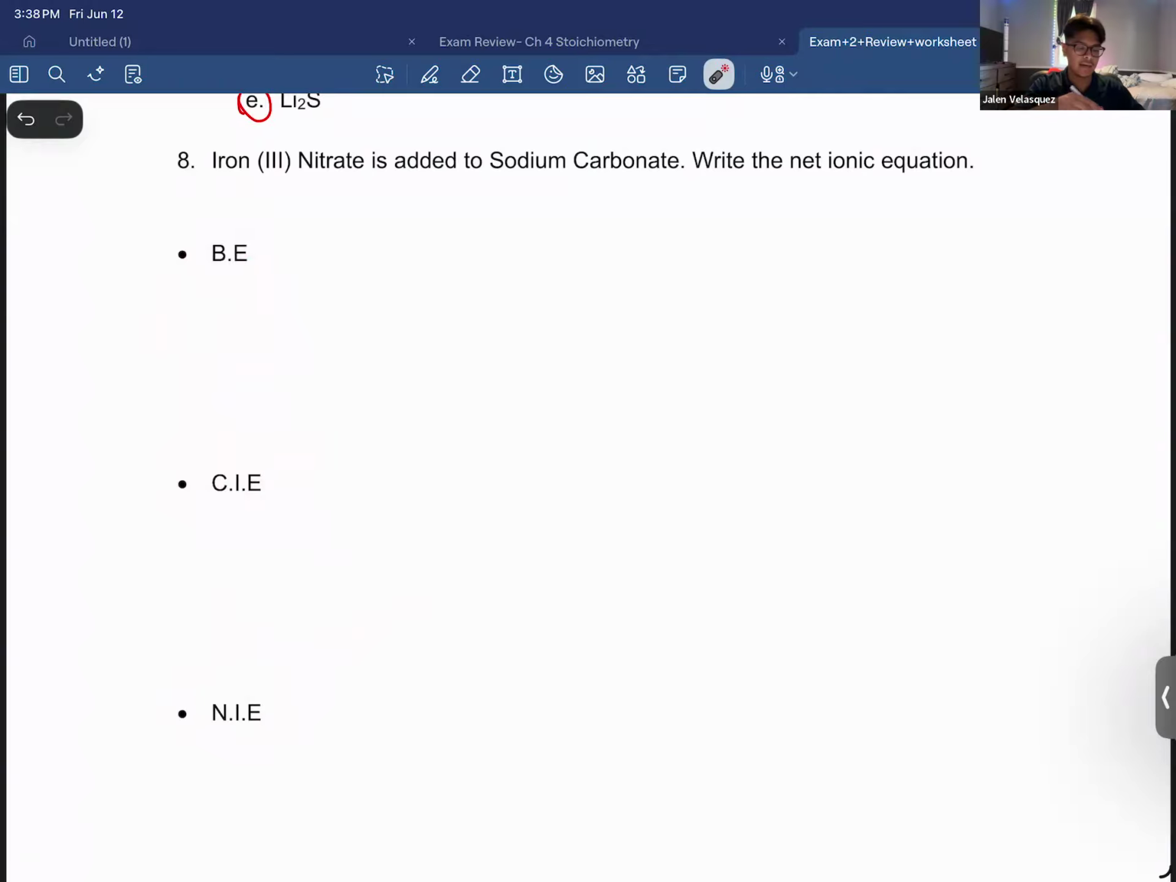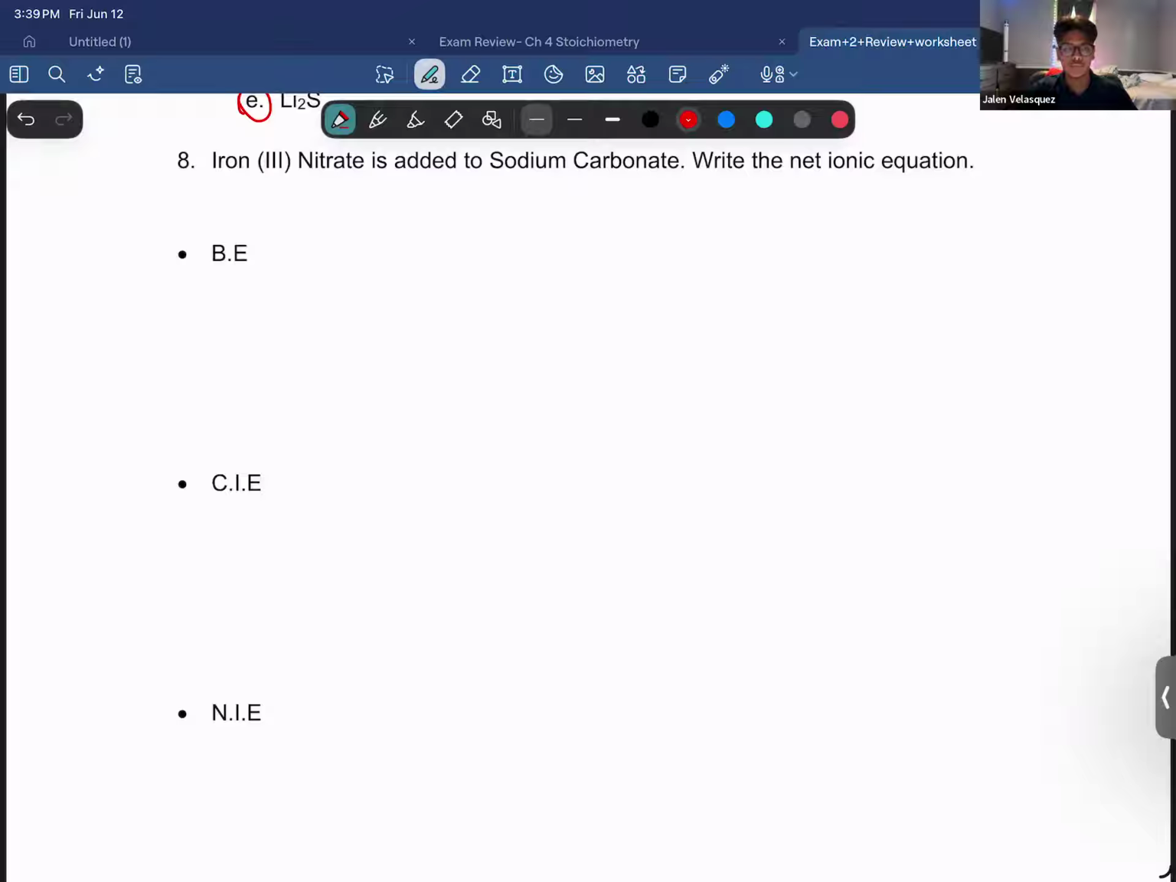Okay, this problem says that iron 3 nitrate is added to sodium carbonate, and we have to write this equation. I give you iron 3 nitrate and sodium carbonate, I'm only giving you the reactants. In this chapter on chemical reactions, you are responsible for being able to write chemical equations, predict products, as well as classify the different types of chemical reactions. So how do we write iron 3 nitrate and sodium carbonate?